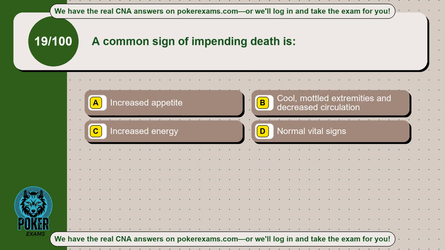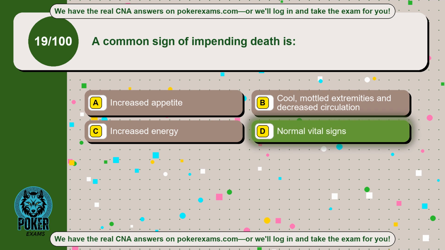Question 19. A common sign of impending death is: Option A, increased appetite. Option B, cool, mottled extremities and decreased circulation. Option C, increased energy. Option D, normal vital signs.